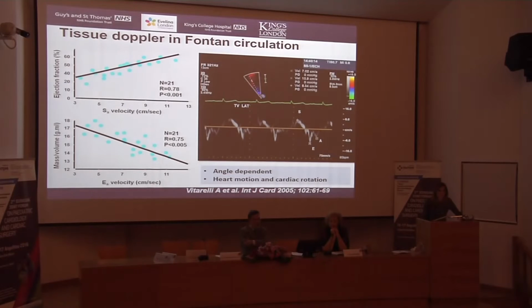In a small group of Fontan patients, they tried to assess tissue Doppler longitudinally in a single RV. They identified that the myocardial systolic velocities were reduced compared to controls, but they were able to demonstrate that the S velocity correlates quite well with the ejection fraction that we can calculate from echocardiography, and values above 7 centimeters per second relate to what we call a normal ejection fraction. Again, this technique is angle dependent and is affected by heart motion and cardiac rotation.